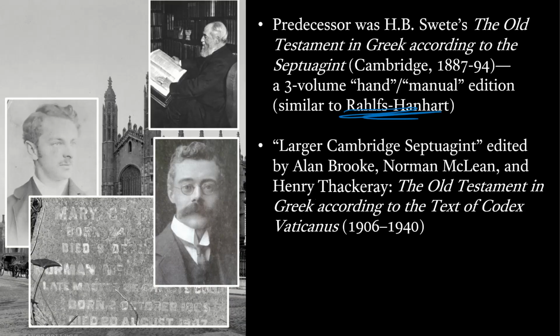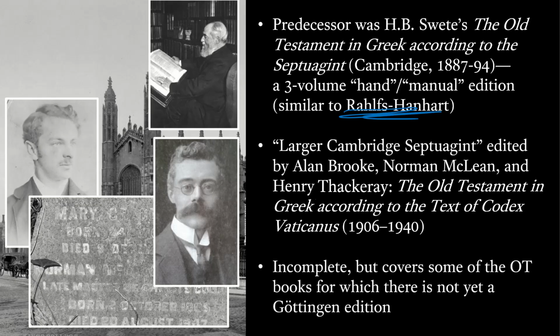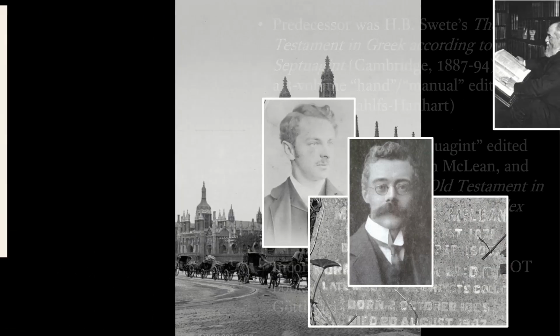It was released in multiple volumes from 1906 to 1940, as we'll see here in a bit. Sadly, it was never completed, but it does cover some of the books for which there is not yet a Göttingen edition, and I'll cover that here in a bit. So, very massive effort over a long period of time, and keep in mind that this is pre-computer, so their ultimate output was really quite impressive.